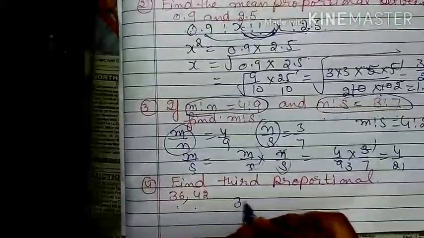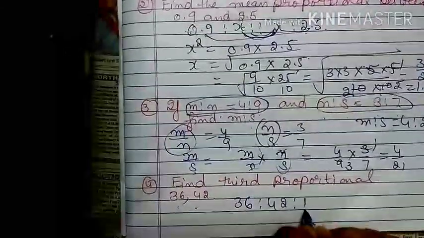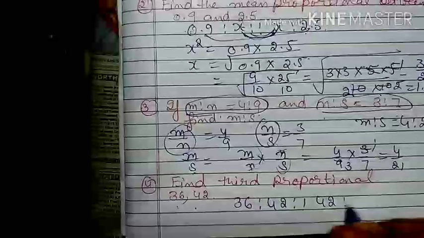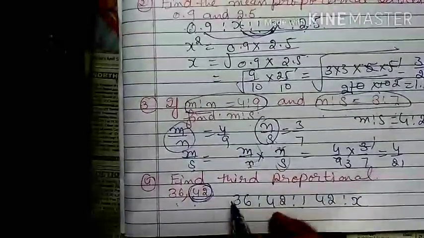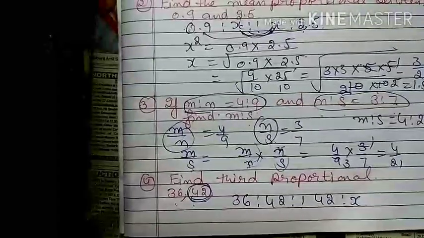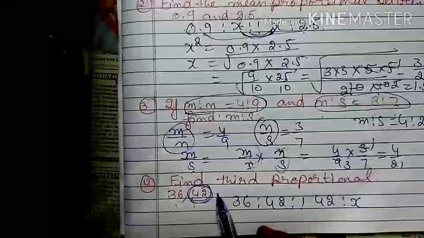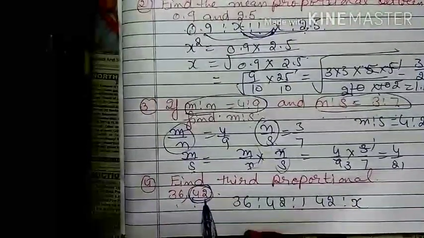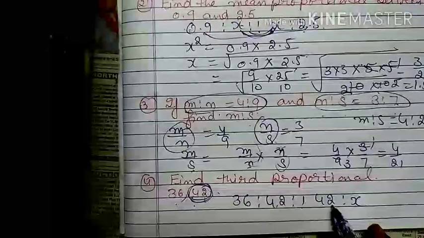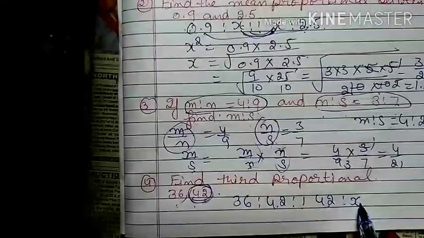It will return this way: 36 ratio 42 proportion 42 ratio x. This is the second number repeated 2 times. Why? Because in your previous question, if 3 terms are given to you and you want to check the proportion, your middle term you write 2 times in the second position and third position, and the third number will be written in the fourth position.